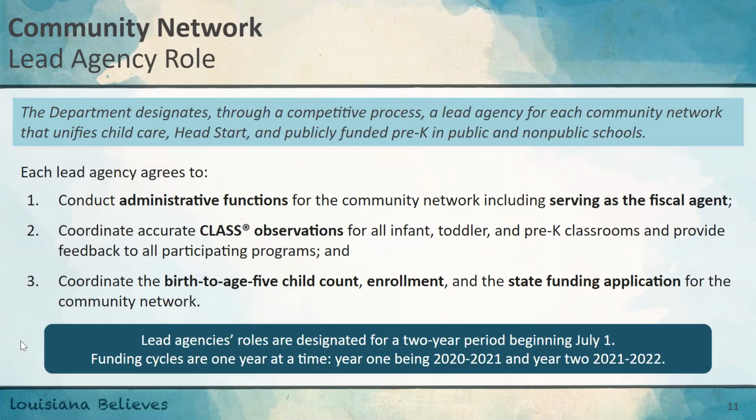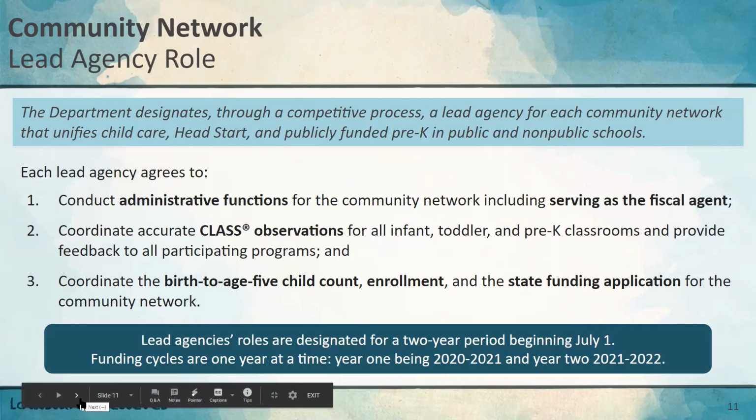So the 3 big lead agency responsibilities are conducting administrative functions for the community network, including serving as a fiscal agent, which we'll discuss today. Also coordinating accurate class observations for all infant, toddler, and pre-K classrooms, in addition to providing feedback to all programs, which we'll also discuss today. And then the last thing is coordinated birth to 5 child count, enrollment, and state funding applications, which will be the focus of our second session.